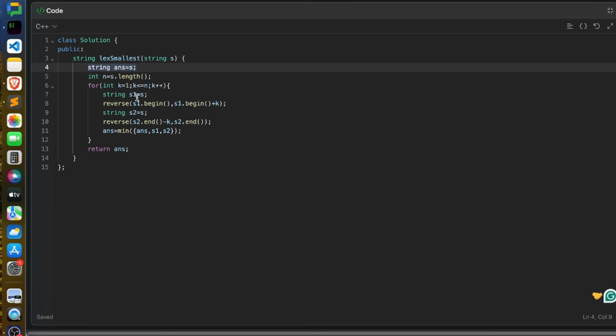Now we can find two strings, s1 and s2. The s1 can be achieved by reversing the first k characters, so reverse s.begin comma s.begin plus k. This will reverse the first k characters. Now s2 can be achieved by reversing the last k characters, so reverse s2.end minus k comma s2.end. This will reverse the last k characters. And out of these two, s1 and s2, just update your answer. Answer is equal to the minimum of answer, s1, s2, and return your answer.